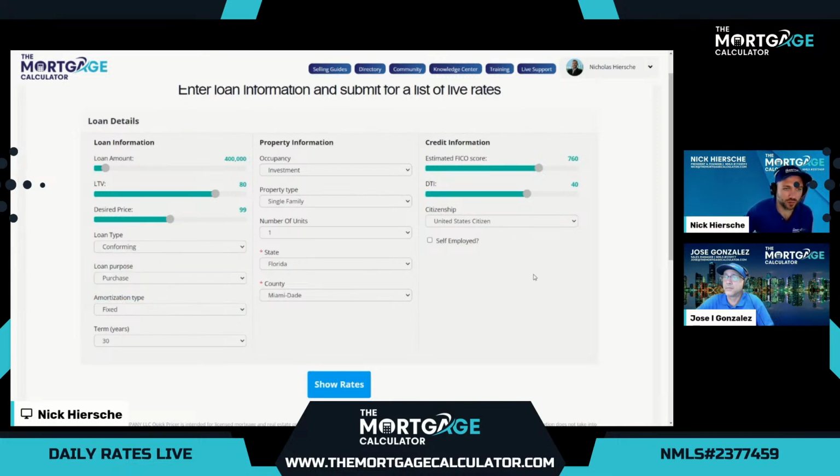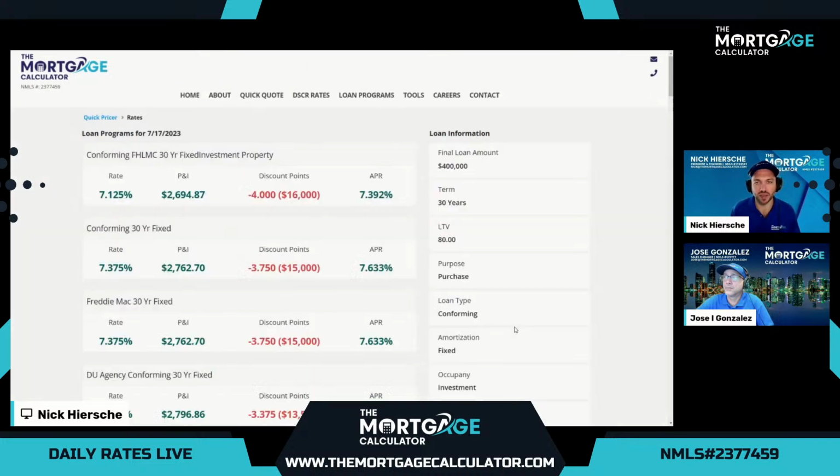So we'll start with conforming conventional. Everything else will stay the same. Notice we only edited the occupancy here to investment. So let's see what adjustments the conventional programs have added when we do an investment property.